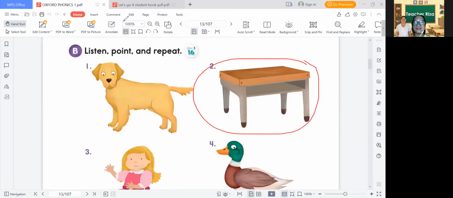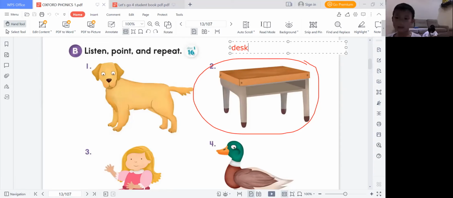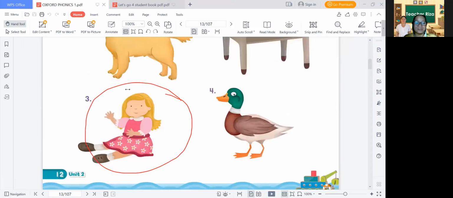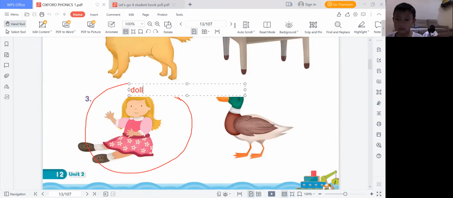What is this? It's a desk. What is this again? It's a desk. Very good. How about the third picture? This one. It's a doll. What is this? Doll. It's a doll. Can you repeat? It's a doll. Very good.